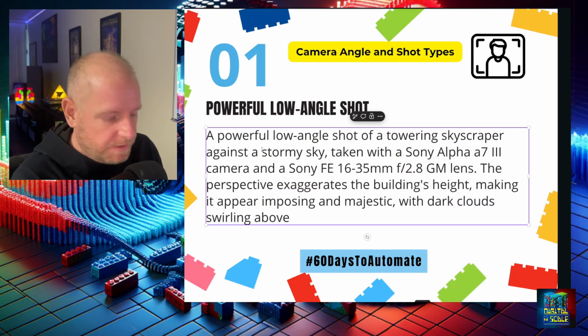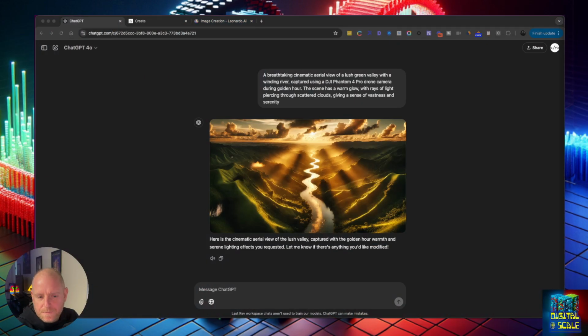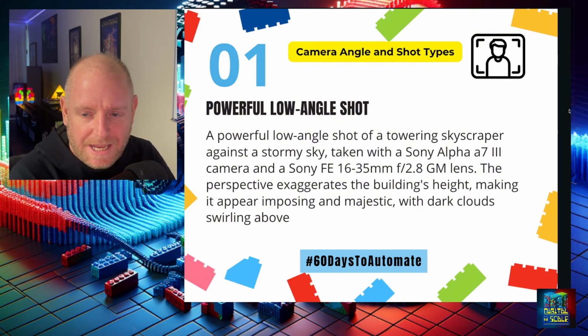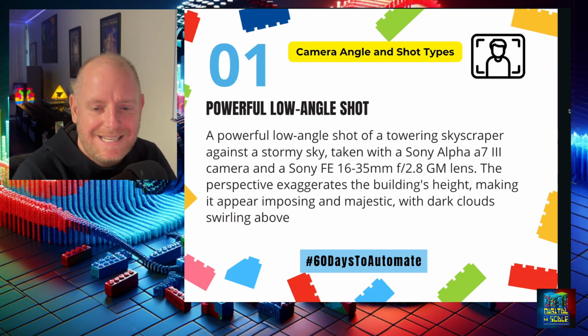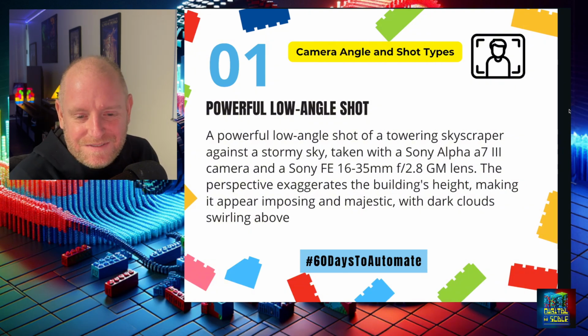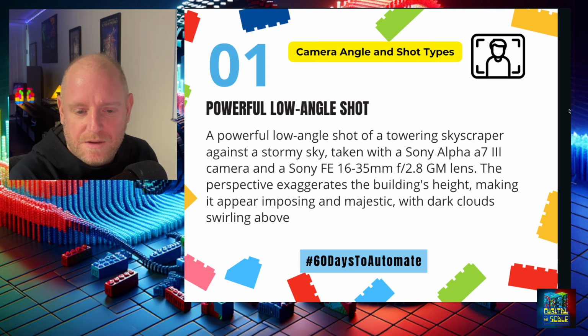So powerful low angle shot. On this one, I'm going to read it out loud. It's a powerful low angle shot of a towering skyscraper against a stormy sky, taken with a Sony Alpha A7 III camera and a Sony FE 16-35mm f/2.8 GM lens. The perspective exaggerates the building's height, making it appear imposing and majestic with dark clouds swirling.